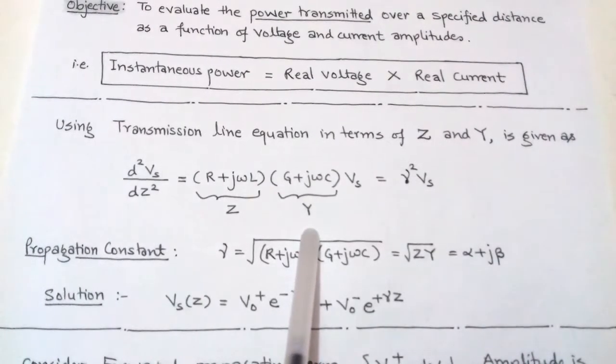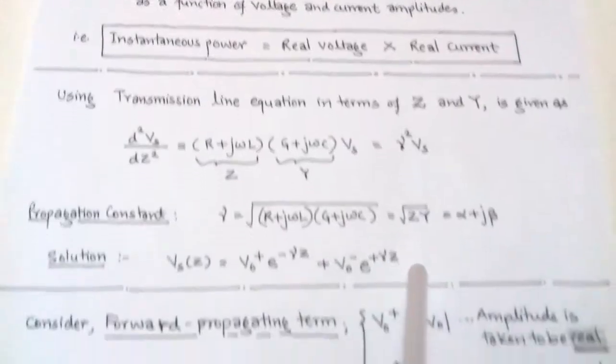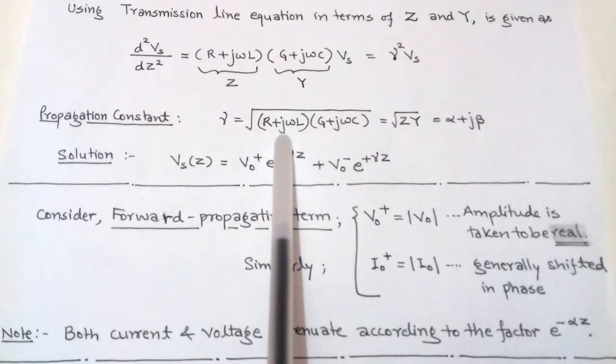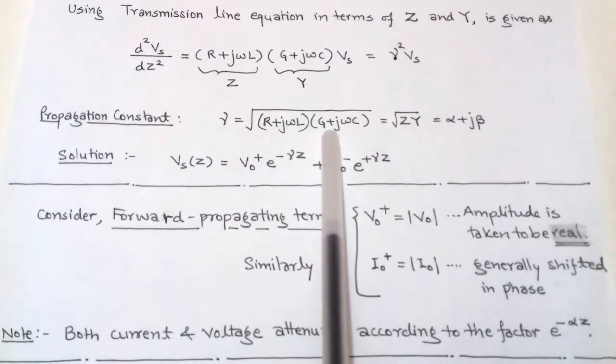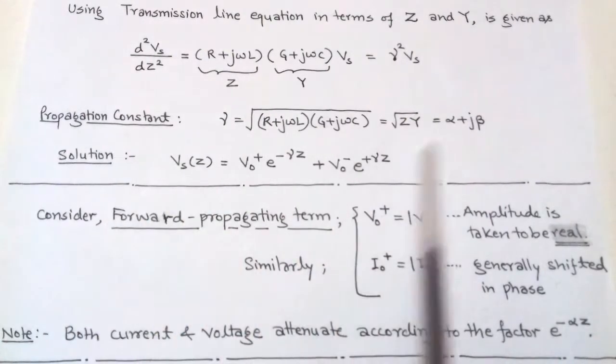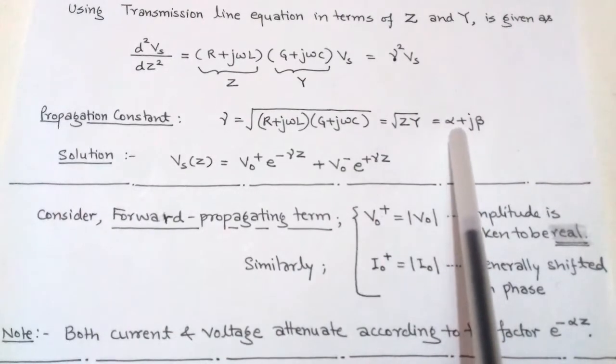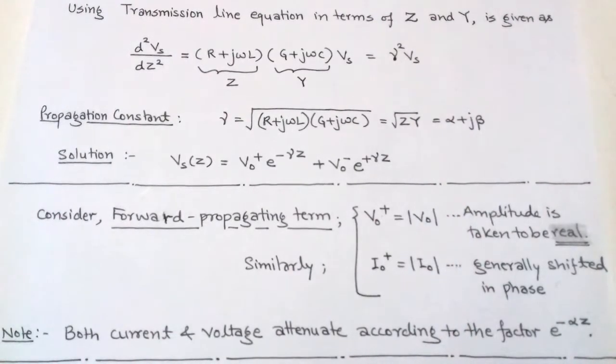So here gamma square is the propagation constant and its value is Z into Y. So the propagation constant gamma can be written as under root of Z into Y. So it can be written as under root of (R plus j omega L) into (G plus j omega C). And we know that the propagation constant is a complex quantity. It has an alpha plus j beta term. Here alpha is called the attenuation constant and beta is called the phase constant.